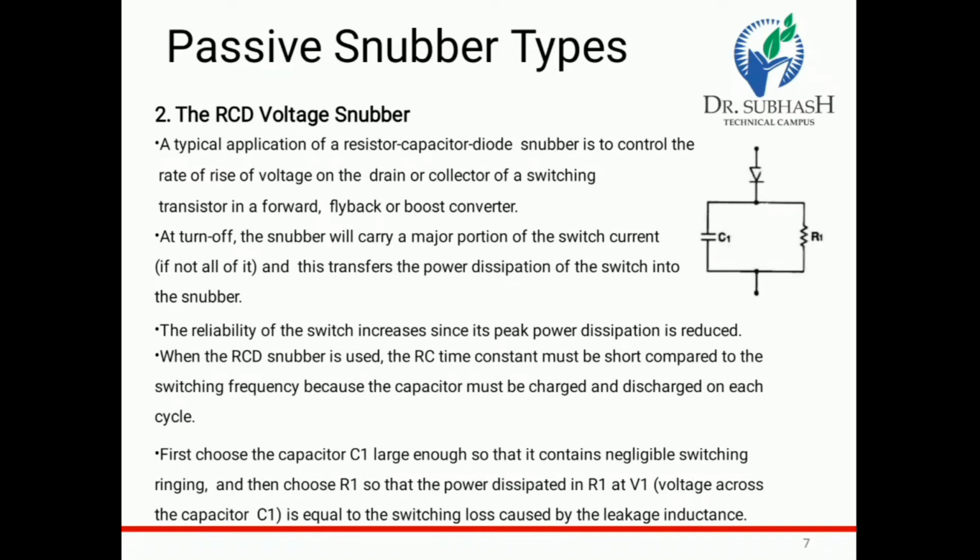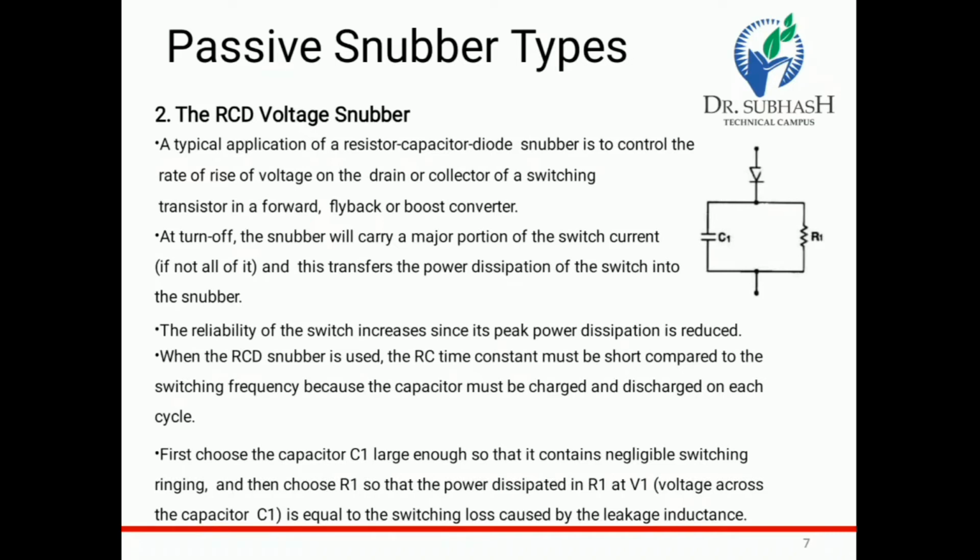At turn off, this snubber will carry a major portion of the switch current and transfer the power dissipation of the switch into the snubber circuit. So when we are designing this circuit, R and C are connected in parallel and both are connected with the diode D. The reliability of the switch is increased since its peak power dissipation is reduced.